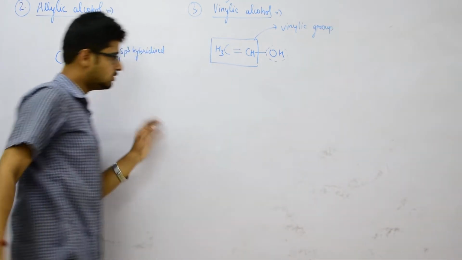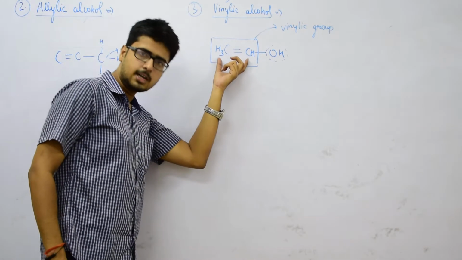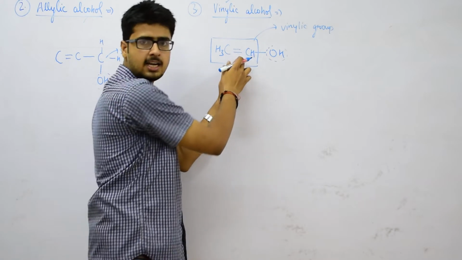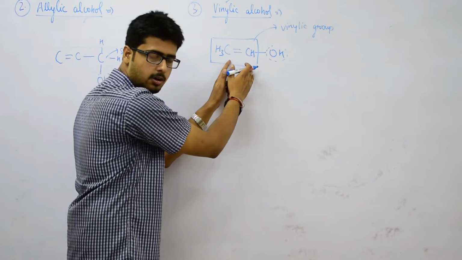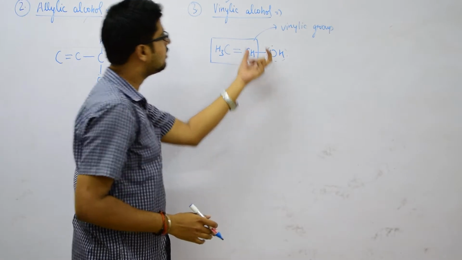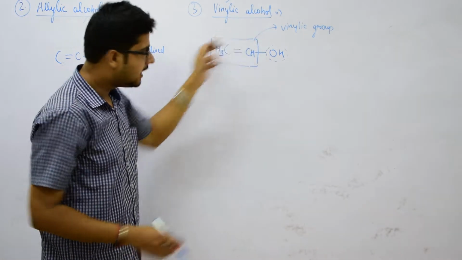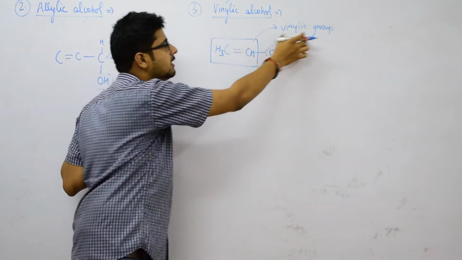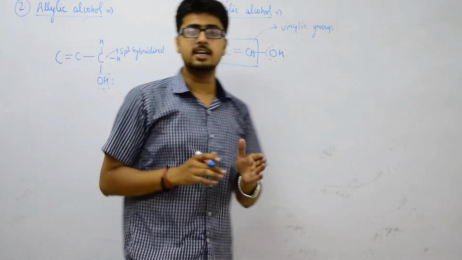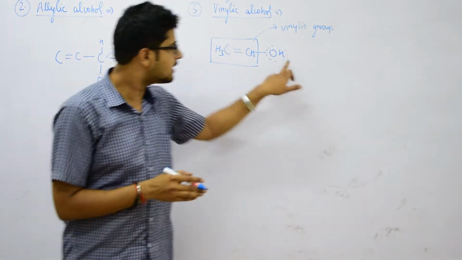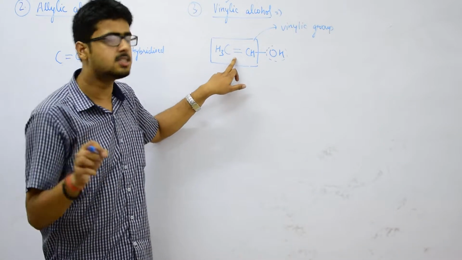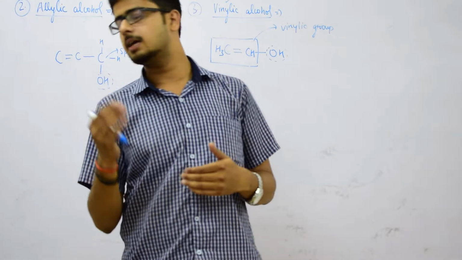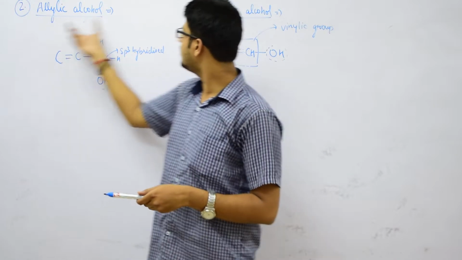So if there is a carbon-carbon double bond system, an unsaturated system, and an OH group is directly attached to it, then this type of alcohol is called vinylic alcohol. And this group, CH3 double bond CH, is called the vinylic group. So we can say that if an OH group is directly attached to a vinylic group, then this type of alcohol is called vinylic alcohol.